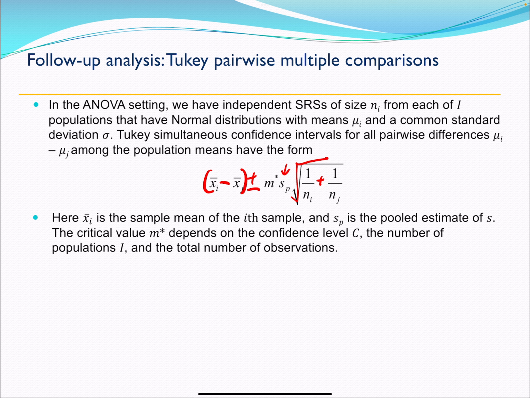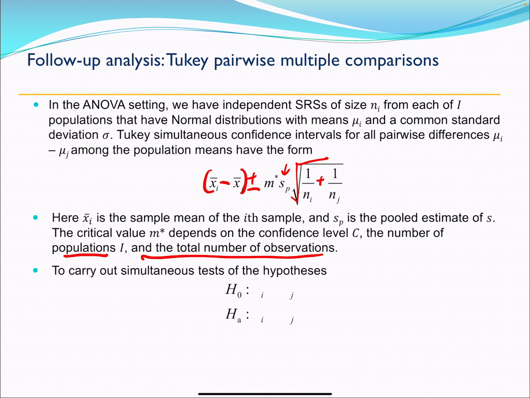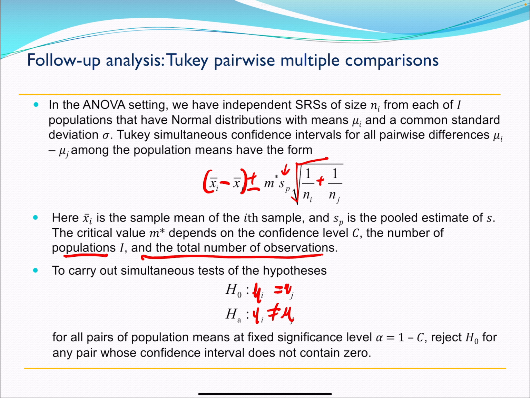And our m star depends on the confidence level, the number of populations I, and the total number of observations. So to carry out simultaneous tests of our hypothesis, we would let the null be mu_i equal mu_j, and the alternative mu_i not equal mu_j. And for all pairs of our populations at fixed significance level alpha equals 1 minus C, we reject the null hypothesis for any pair whose confidence interval does not contain 0.